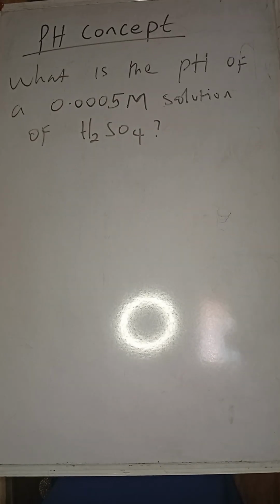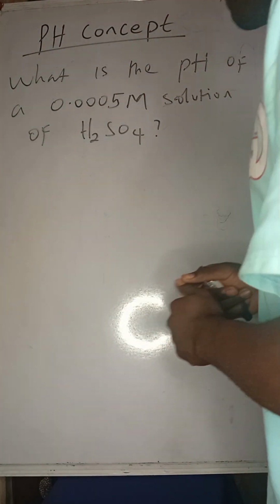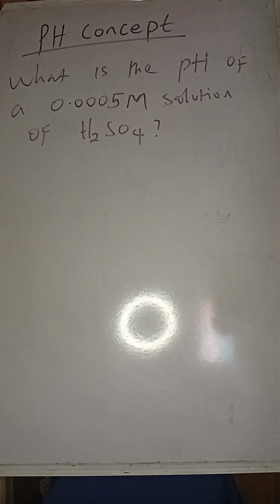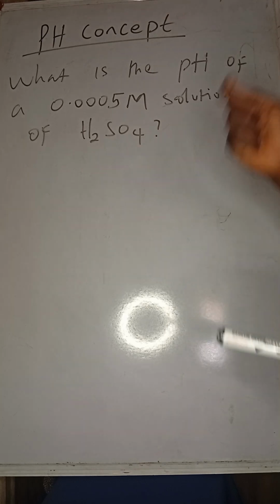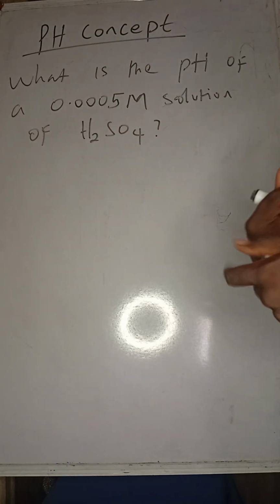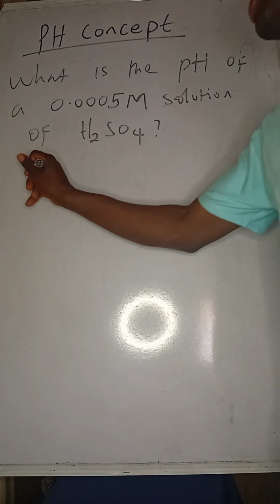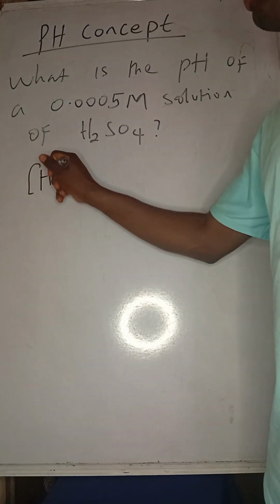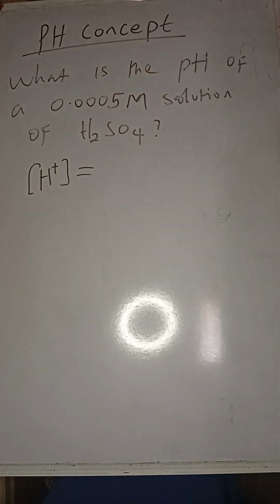Now I have my first example, which says, what is the pH of a 0.005 molar solution of H2SO4? So this is the concentration of the H2SO4 solution, but we need to get the concentration of hydrogen ion. Now H2SO4 is a strong acid. H2SO4, HCl, HNO3, they are all strong acids. Now to get the hydrogen ion concentration first, you have to do something like this.